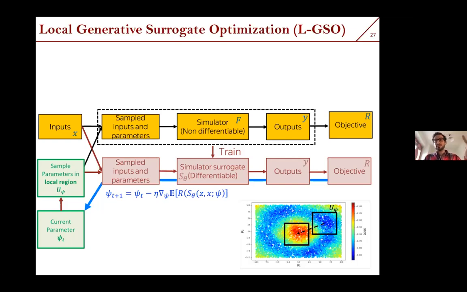Of course, if the simulator is very fast, training a generative model may end up being very costly in time. But in many cases, the simulator can be very, very slow, and the additional time spent training a generative model may not be the highest cost in the process.